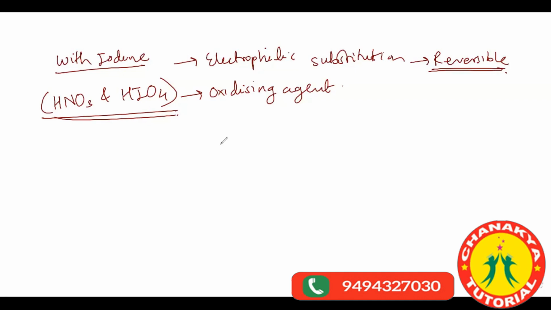Apart from that, fluorine we are not able to substitute by electrophilic substitution because fluorine is highly reactive and it is more electronegative and it cannot be converted into an electron deficient species. Already in the periodic table you might have learned, the highly electronegative element is which one? Yeah, it would be fluorine.